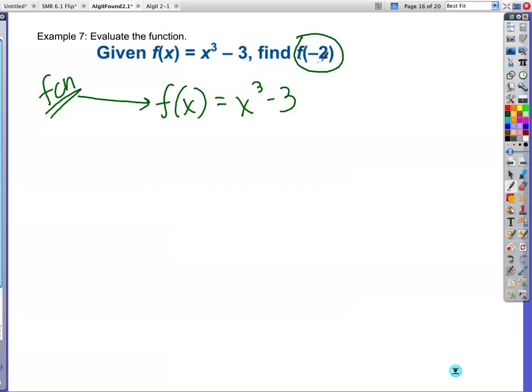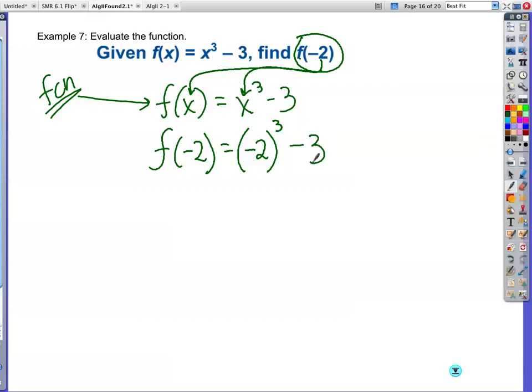F of negative 2. That means you get to put negative 2 in place of x. Or they already did there. Now you get to put it in here. So I'm going to write it out like this. F of negative 2 equals, instead of x, you're going to write negative 2 cubed minus 3.